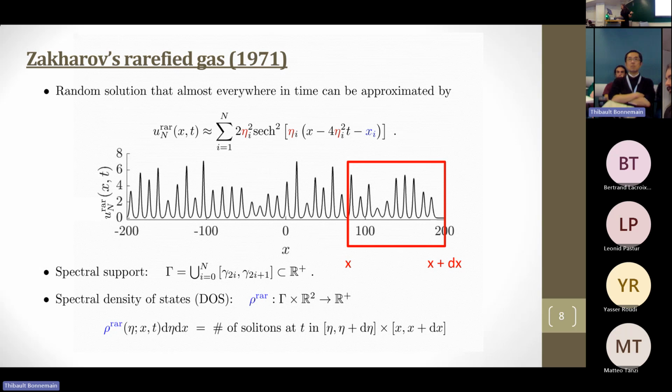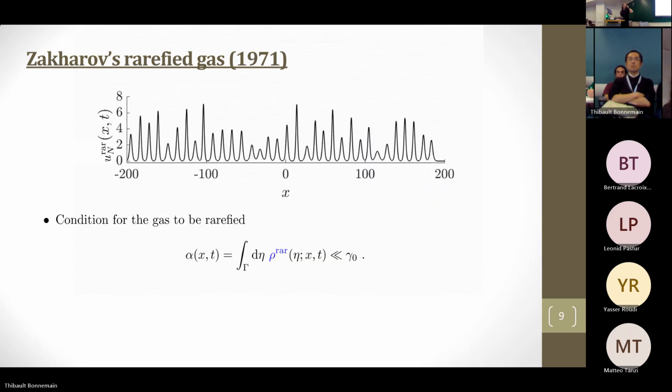So if you want to get the density of solitons, you have to integrate over eta, right? And that's also the way we define our rarefied class. We want this spatial density of solitons to be small. Okay, and if you remember how I introduced this spectral support from before, we want this ideally to be smaller than gamma, which is the smallest value eta can take. And the reason for that is that the typical width of the soliton is 1 over eta. So we want them to be well separated. Okay.